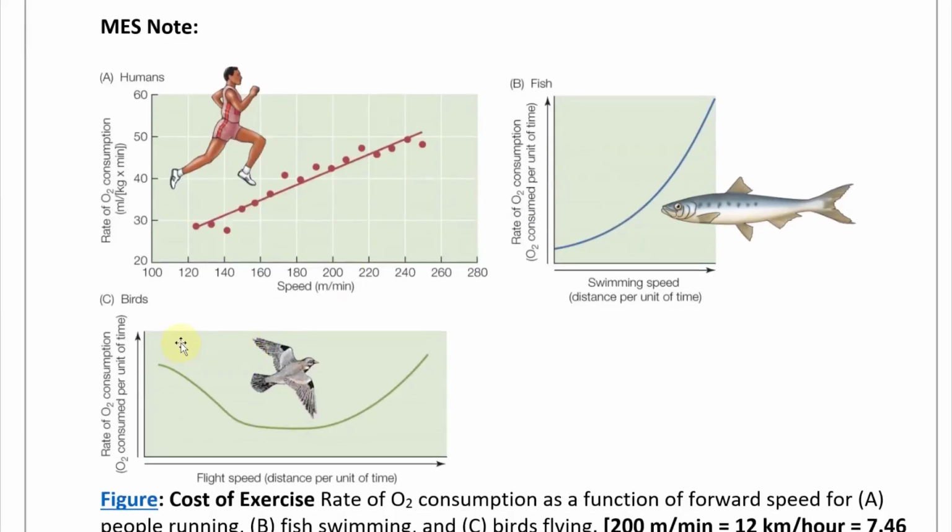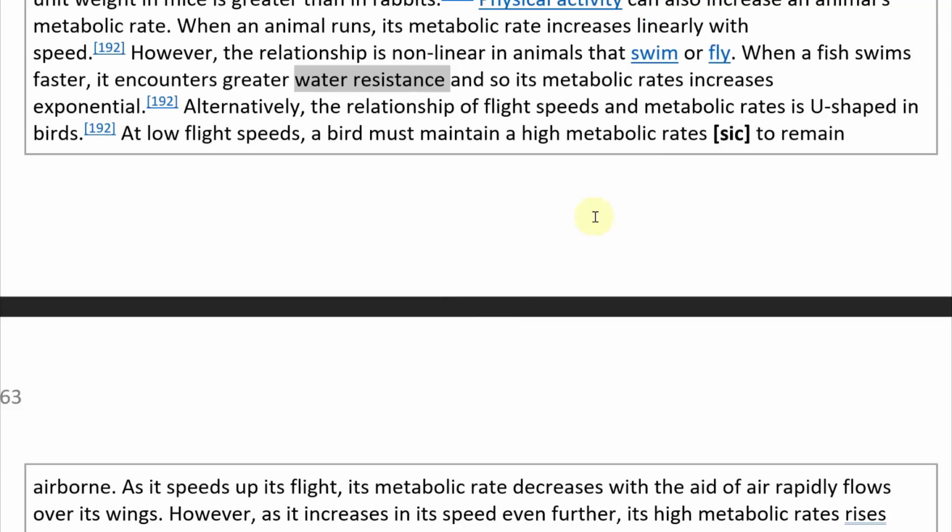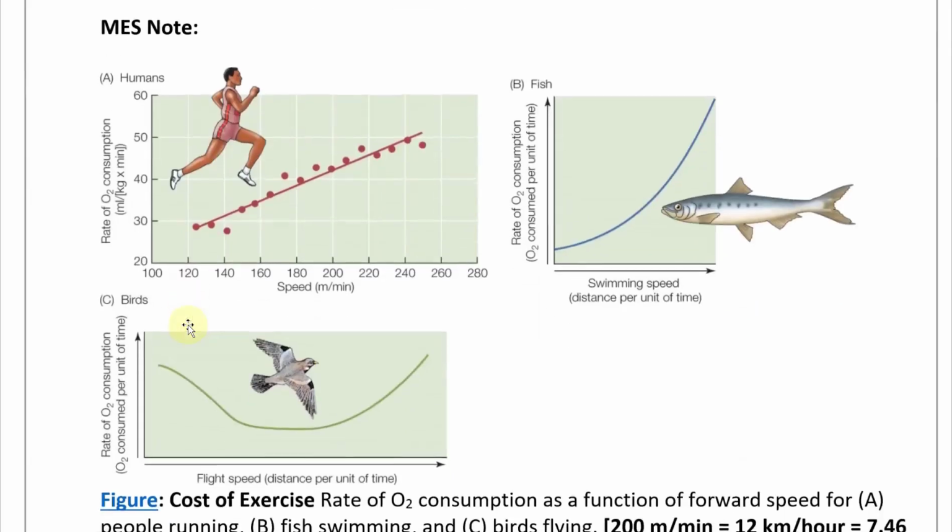But with birds, it's a bit different. Initially, the energy consumption is high because it's flying slowly. The relationship of flight speeds and metabolic rates is U-shaped in birds. At low flight speeds, a bird must maintain a high metabolic rate to remain airborne, to prevent falling down. So it needs to put in high energy over here.